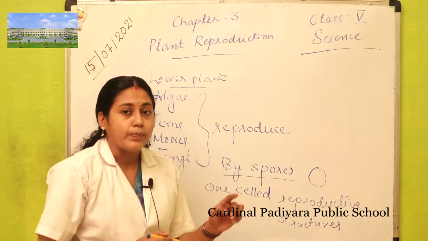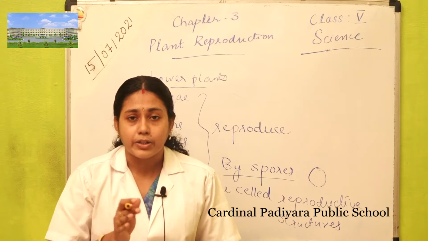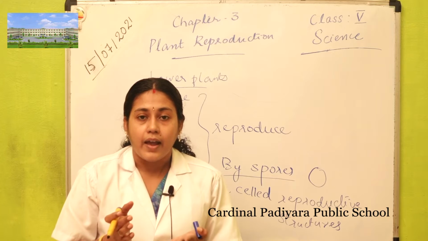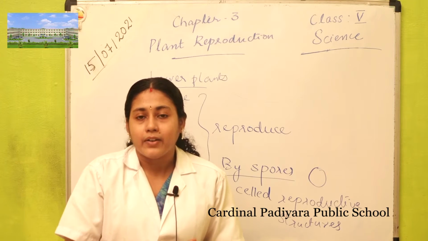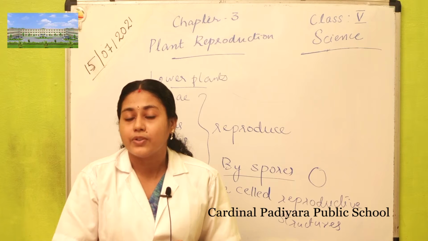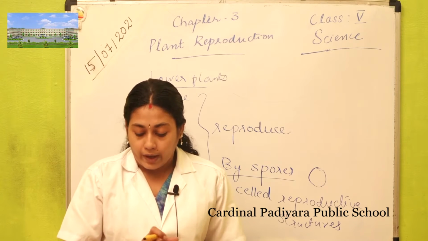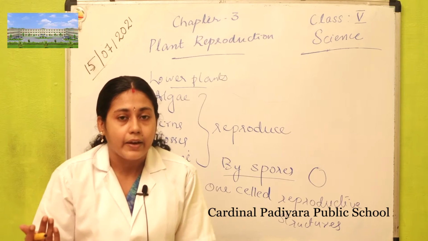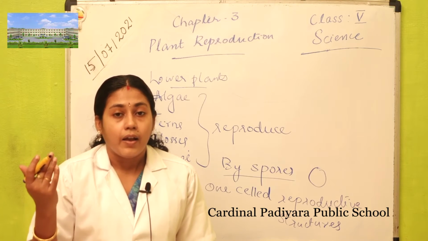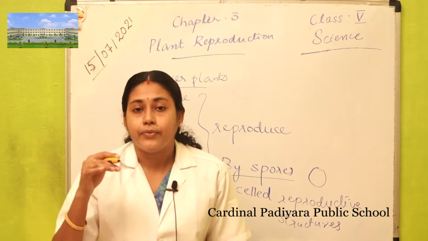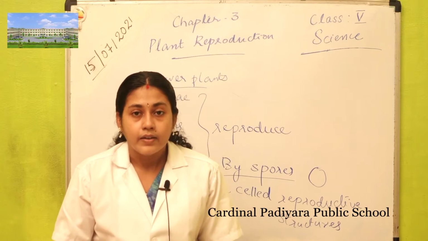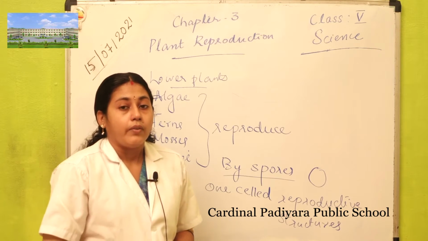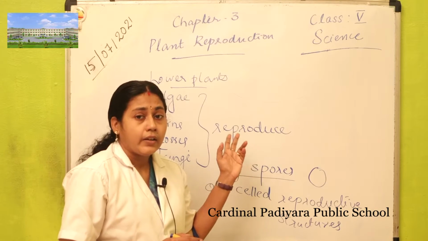If you want to see spores, you take a mushroom, the umbrella structure of the mushroom, and press it on a black paper. You will get the spores. Then you can see spores of ferns on the underside of the fern leaf. So that is how we studied reproduction in lower plants.